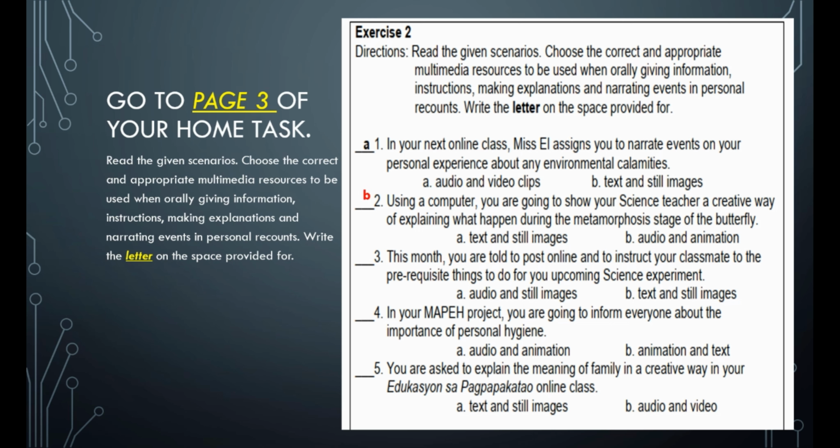Number 3. This month, you're told to post online and to instruct your classmates to the prerequisite things to do for your upcoming science experiment. Do you use A. Audio and still images, or B. Text and still images? Correct answer is A. Audio and still images.